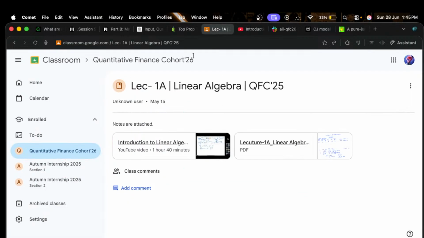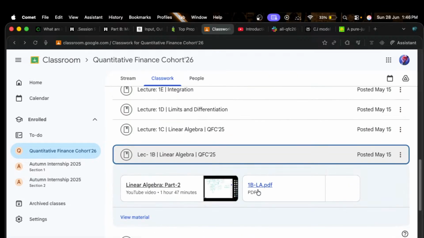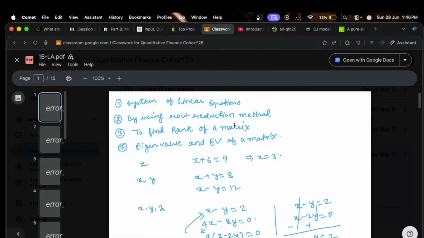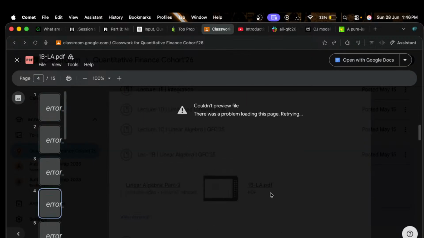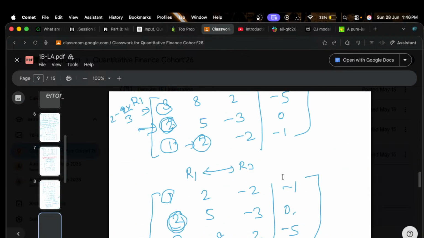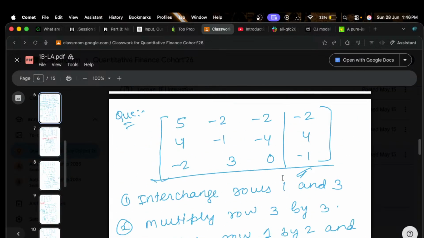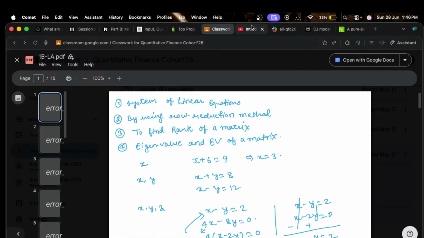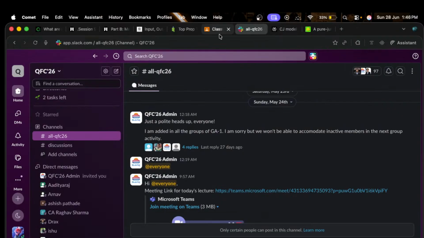Okay, then I think we finished this thing. There are more. Let me just check what it is. So it's basically a system of linear equations, how to find eigenvalues, how to find rank of a matrix. Okay, so this is the next thing that I want to do.